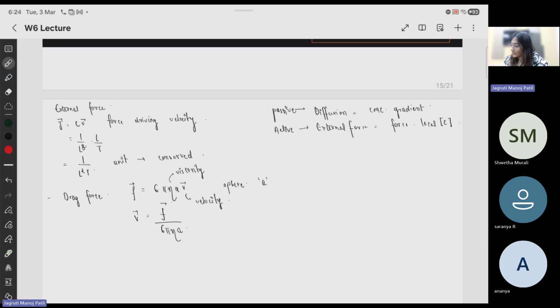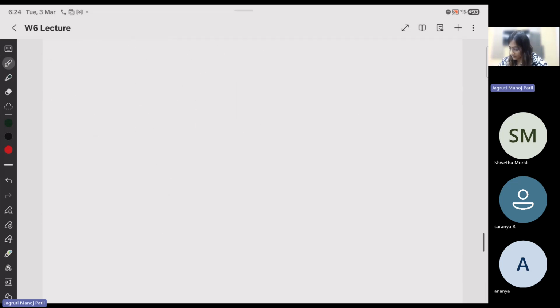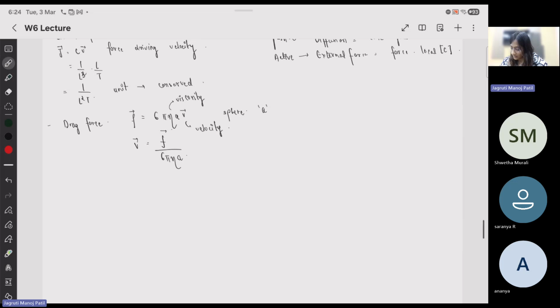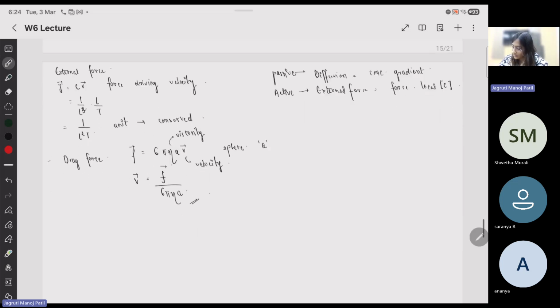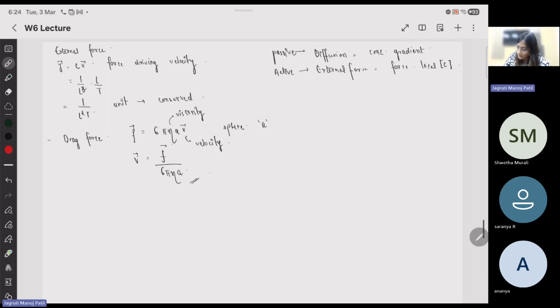So that was one part. I do have an example for it, but it will probably take some time, so we'll see. Now we have the relationship between these. If you want to insert into this formula, you have J, where you just insert velocity there: concentration times F by 6 pi eta a.